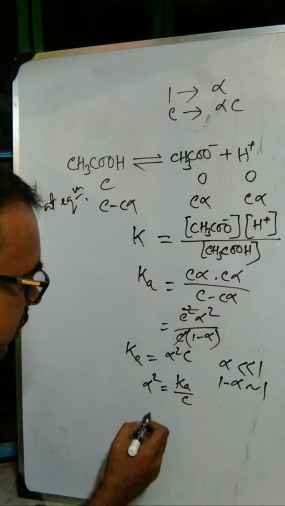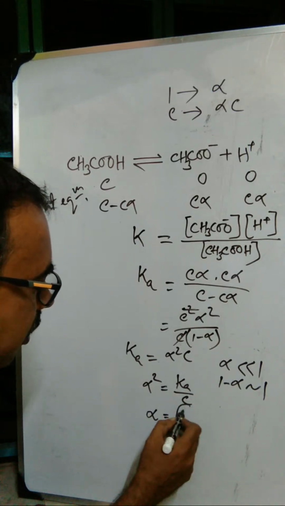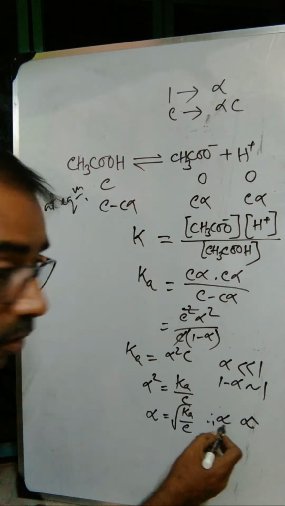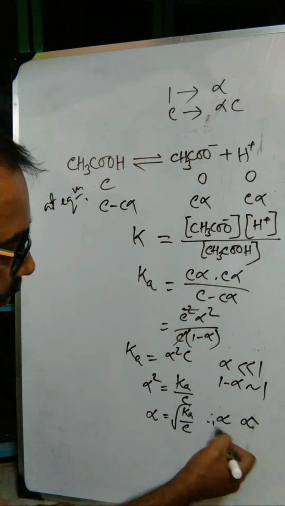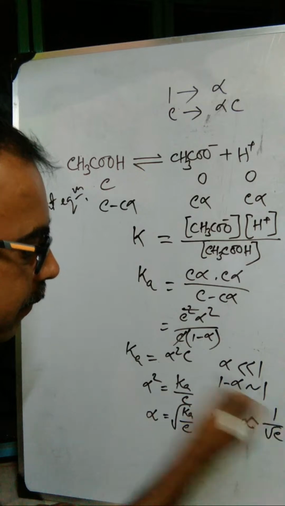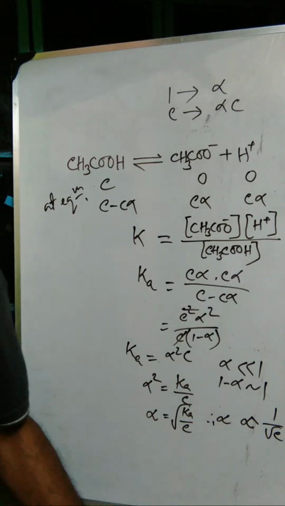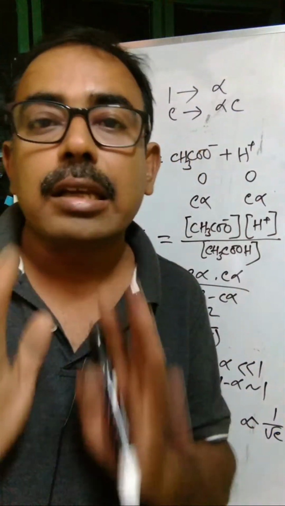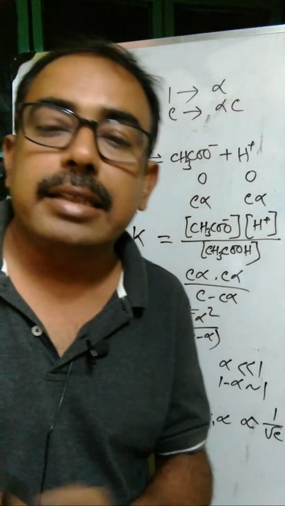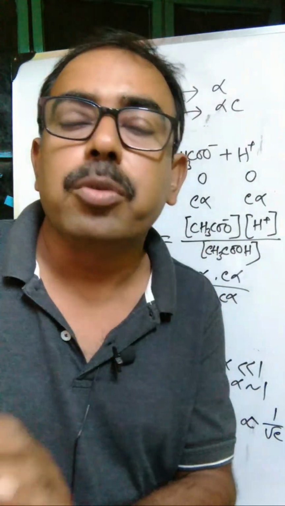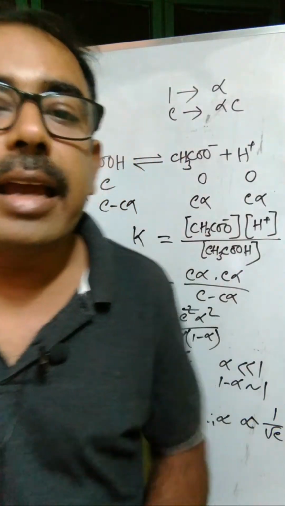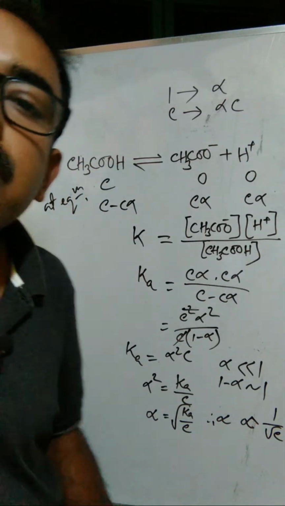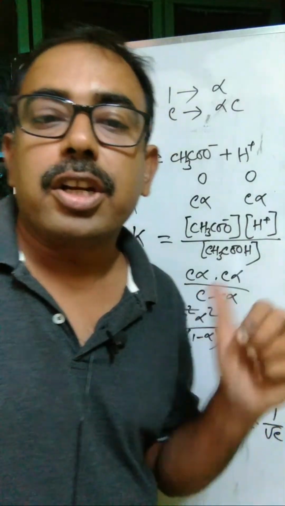Now, K is the equilibrium constant, therefore alpha equals root over K by C, or alpha is proportional to 1 by root C. We have achieved this conclusion. Alpha is the degree of dissociation. Degree of dissociation is the extent of dissociation of a weak electrolyte, in this case acetic acid, that is, from 1 mole how many moles are dissociated from an acid. That degree of dissociation alpha is not constant, but depends upon the concentration of the electrolyte or the concentration of the acid.